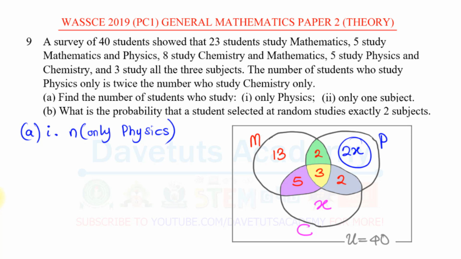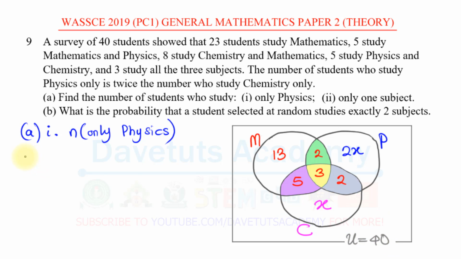But from the information that we have gathered, since we have now represented our information in the Venn diagram, we can see that we only have single point entries. We've identified all the overlapping points. And now, if we add all of these entries together, it's going to amount to the universal set, 40.